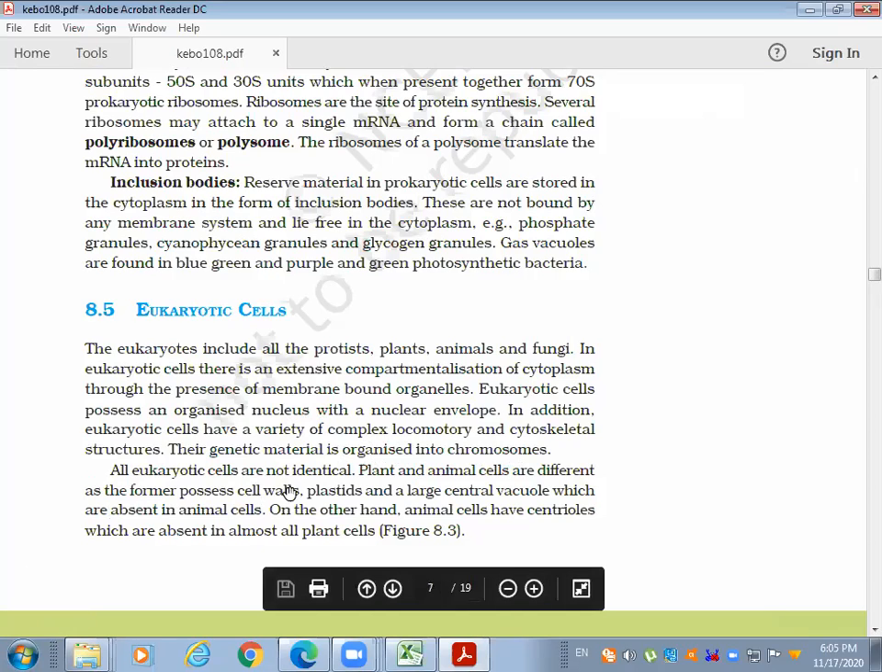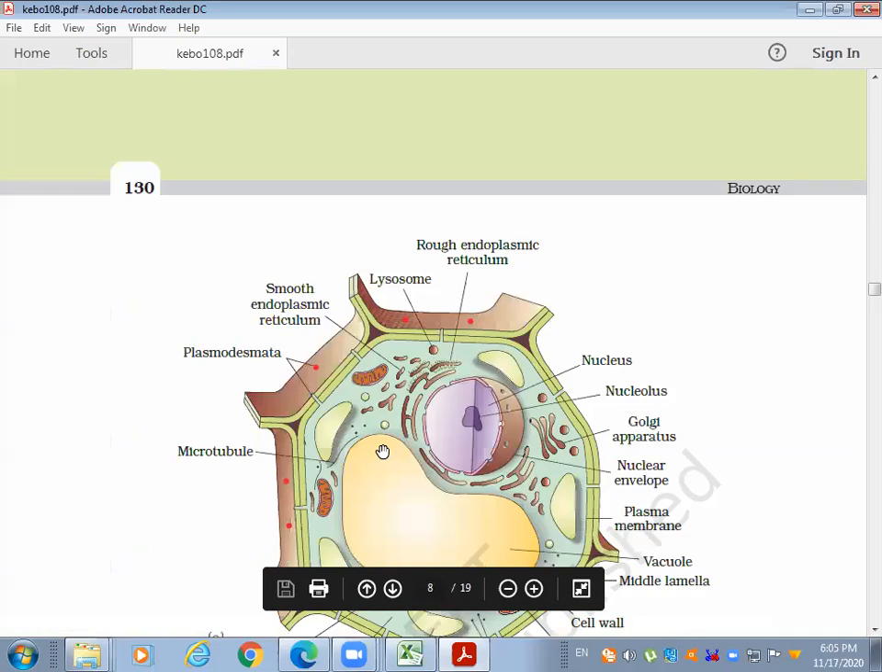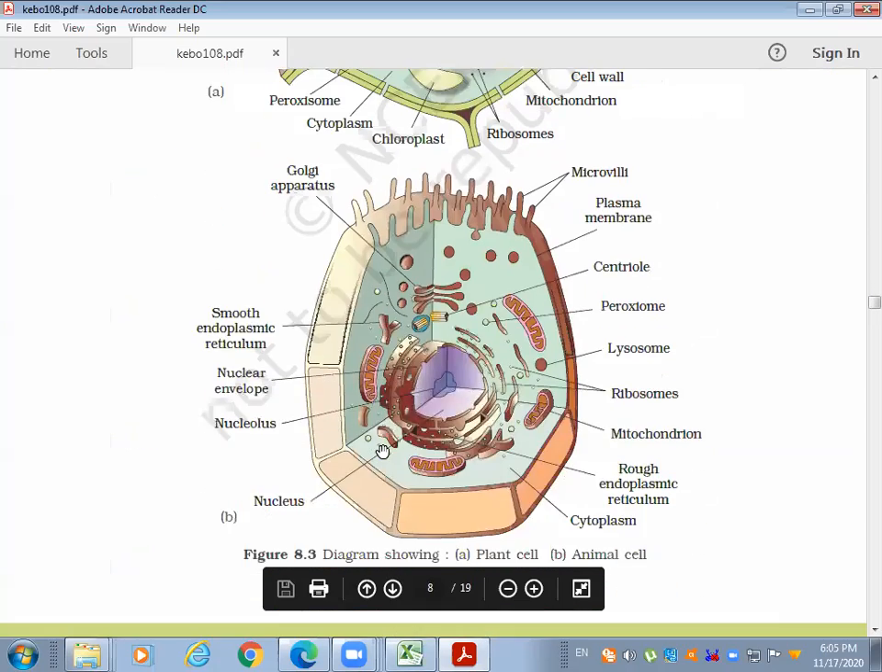All eukaryotic cells are not identical. Plant and animal cells are different, as the former possess cell wall. That means plant cells possess cell wall, plastids, and a large central vacuole, which are absent in animal cells. On the other hand, animal cells have centrioles, which are absent in almost all plant cells.